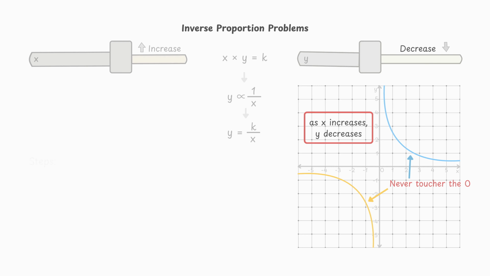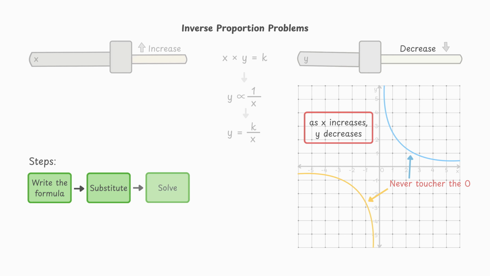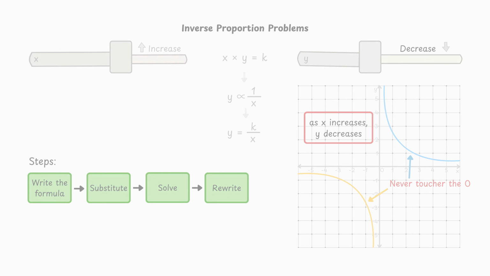When solving inverse proportion problems, follow 4 steps. Step 1, write the formula with k. Step 2, substitute the known values into the formula. Step 3, solve the equation to find k. Step 4, rewrite the full equation using the value of k. This gives the final relationship between y and x.